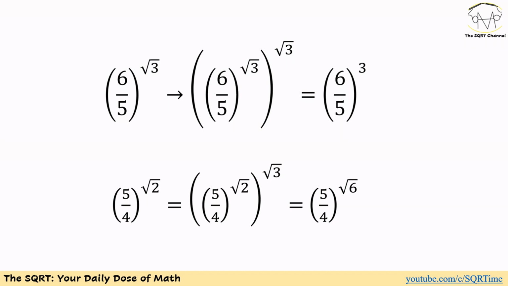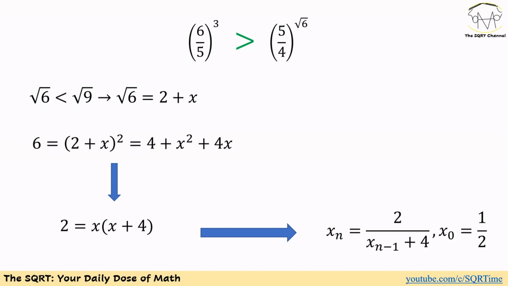Note that you cannot just take the power of 2 of both sides and say that we are going to remove √3 and √2 and just end up with 3 and 2. And the reason is simple. If you take the power of 2 of this, you are not going to end up with (6/5) to the power of 3. Instead, you are going to end up with (6/5) to the power of 2√3. The same thing happens for the other fraction.